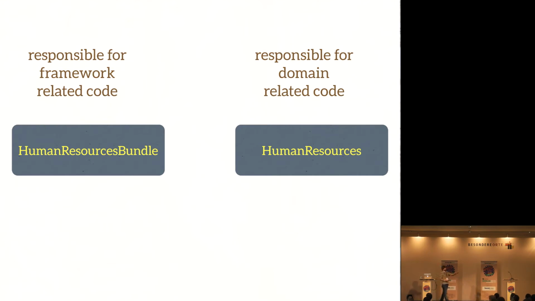So instead of that single bundle, we can split it into a human resources bundle and a standalone library for the domain code. The bundle has the controllers, the templates and the forms that are related to the web application, which is the application domain. Our human resources library can contain the entities, things that relate to human resources: staff members, leave requests, approvers, line managers and the like.